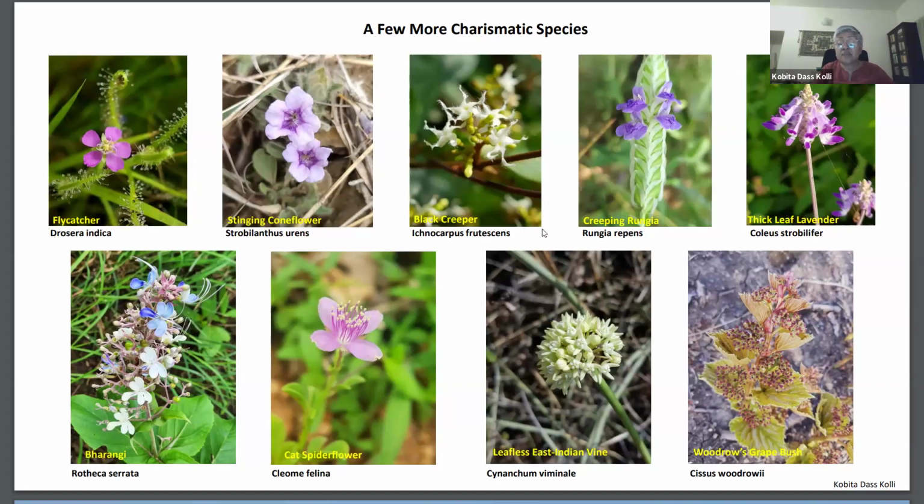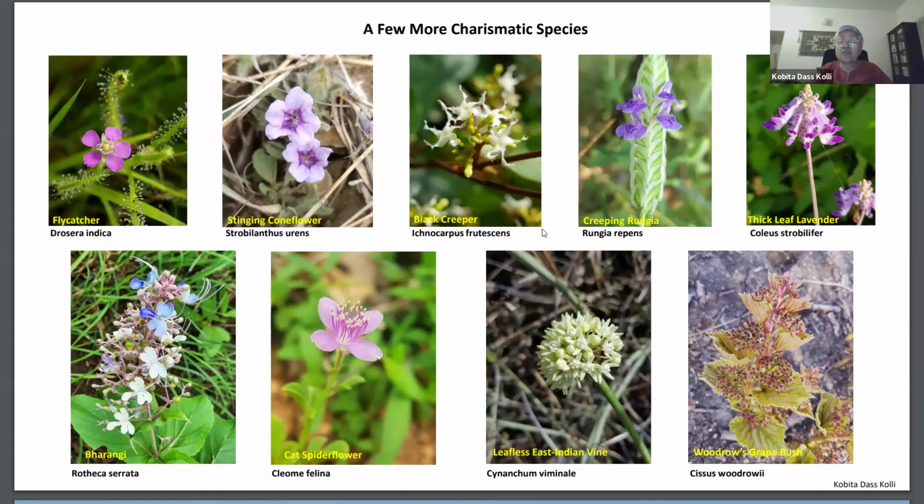But take a look at the bottom row, there is the leafless East Indian vine, Cynanchum viminale, where you will see just green stalks. You can see in the background there's a mass of green stick-like things. They all belong to this plant. You may not see the flowers, but they look like greenish gray stalks, and mostly you find them on rocks. So please do look out for them.